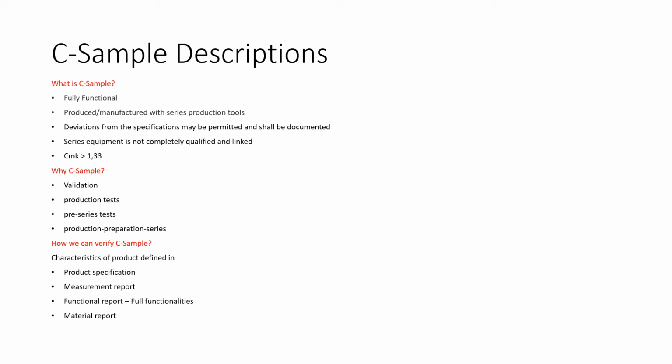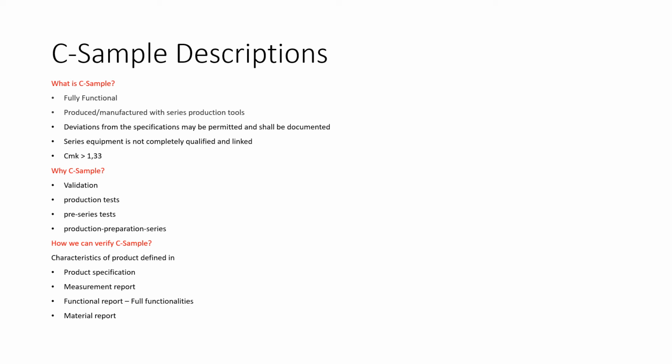Here, the CMK or machine capability index should be greater than 1.33. Your machine capability index is nothing but how many pieces or products you can manufacture in the same machine without hindrance. It is a continuous production without any hindrance.